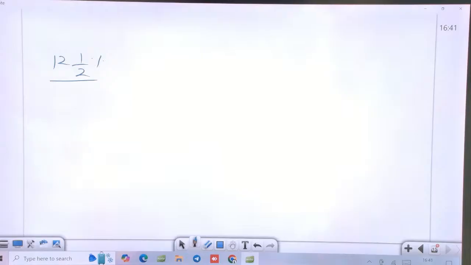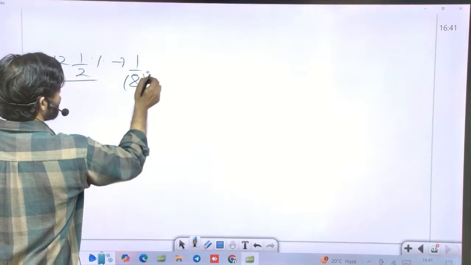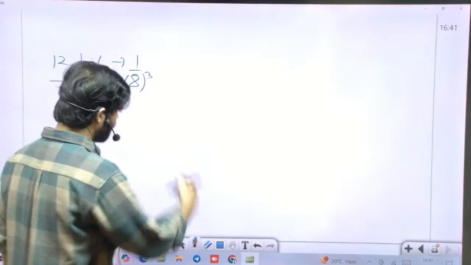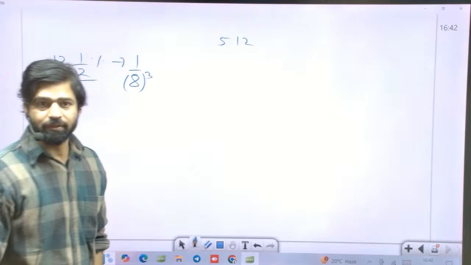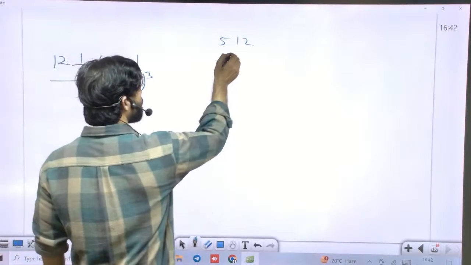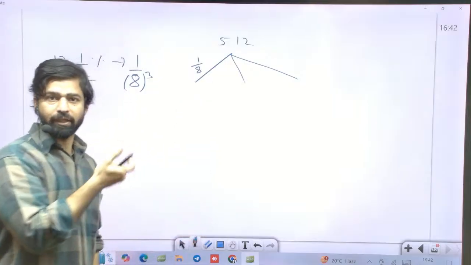Or for a single 1 year, what will be the SI? 64? Okay, good. So this is 1 by 8. Time period is 3 years. Now we will make it, and the cube of 8 is 512. How many years do we have? 3 years. So we have to collect the interest by 1 by 8.